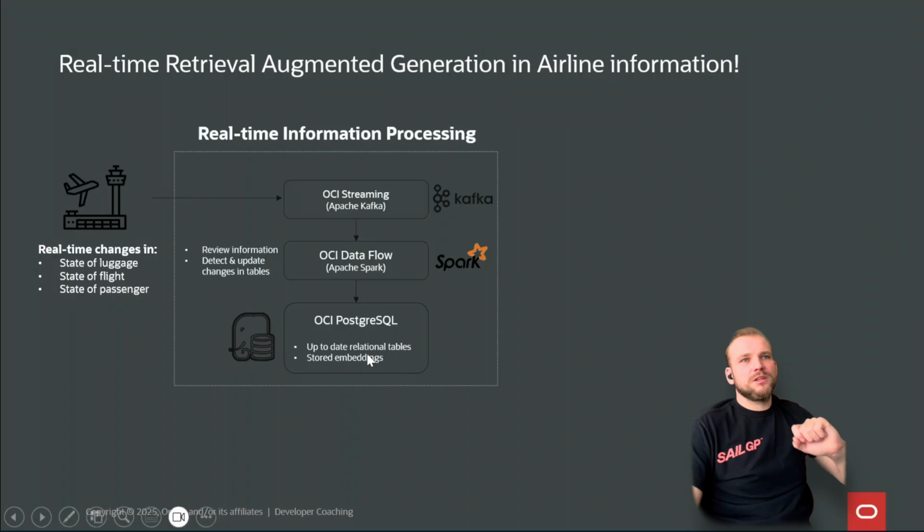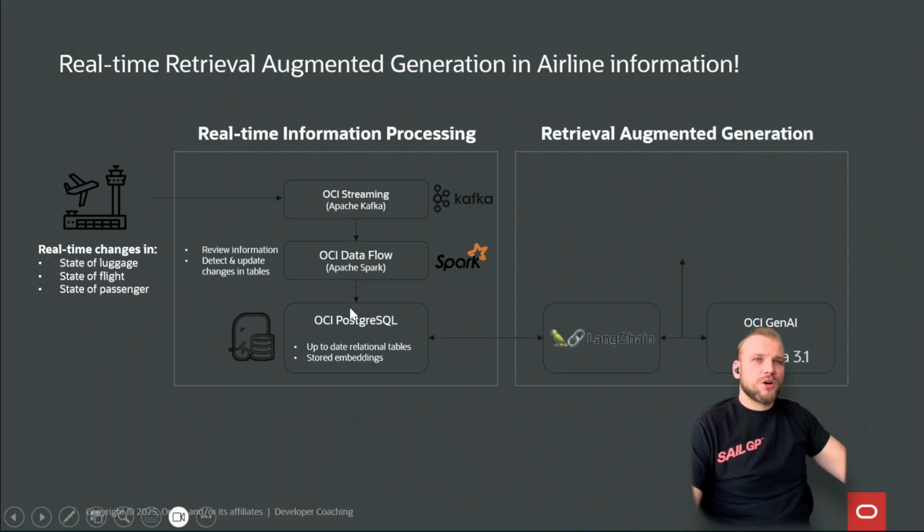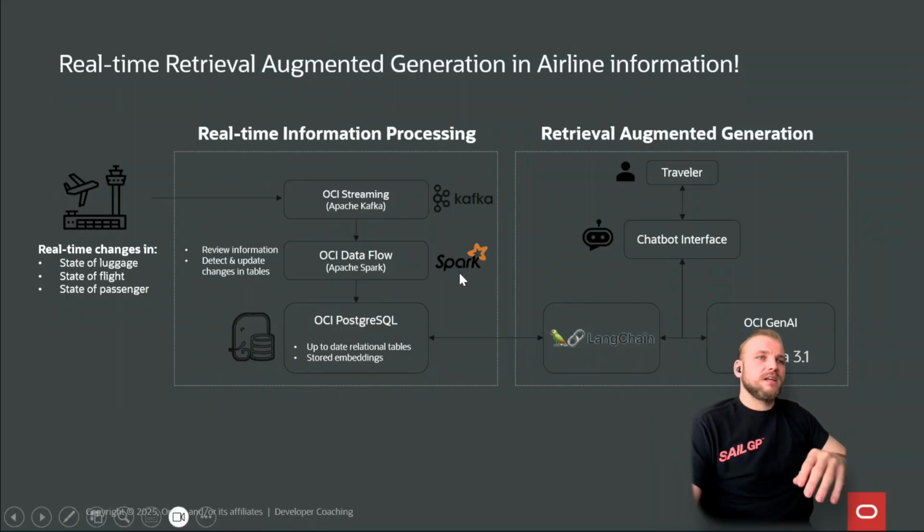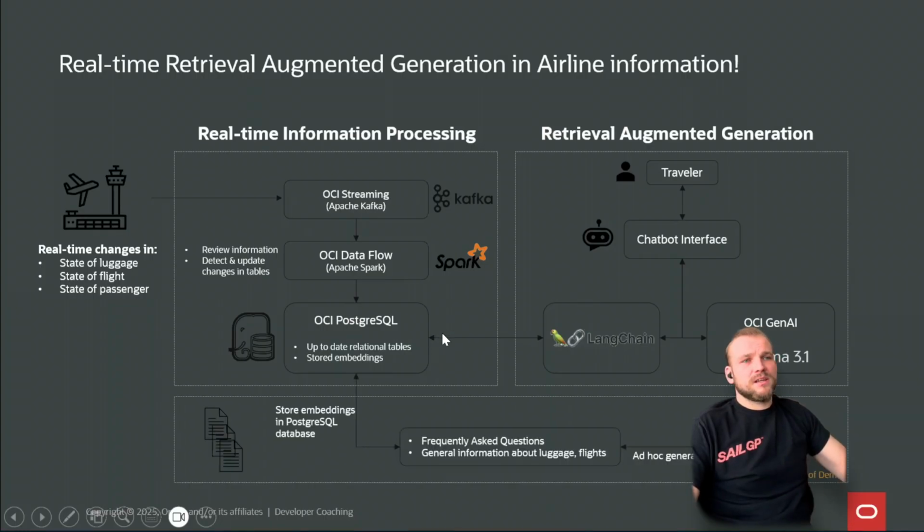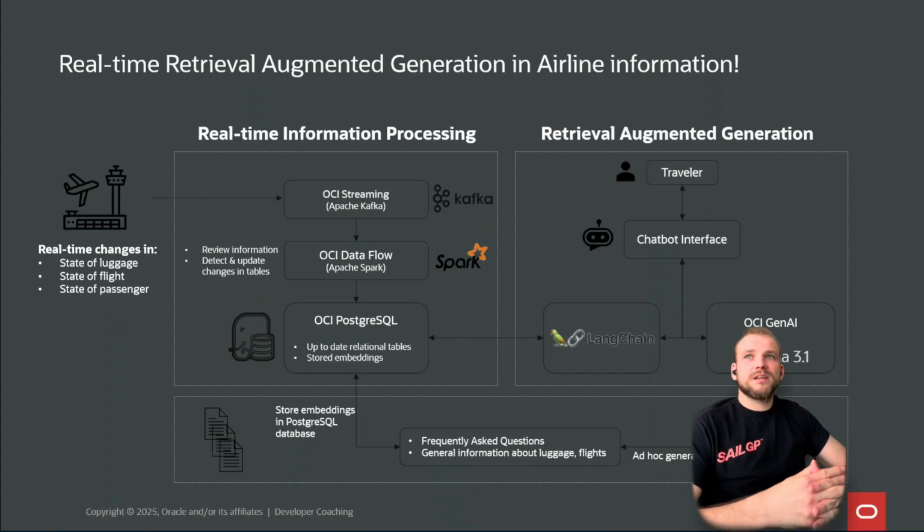Now, Luigi will show you the second part, which comes with the generative AI part and LangChain, where we have the chatbot interface running and where the person traveling is actually able to make various queries in natural language.